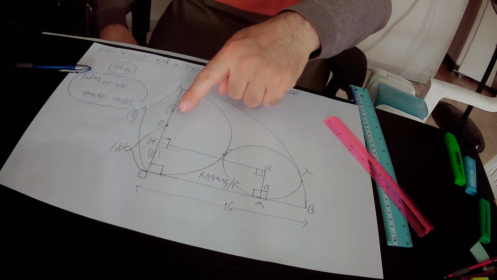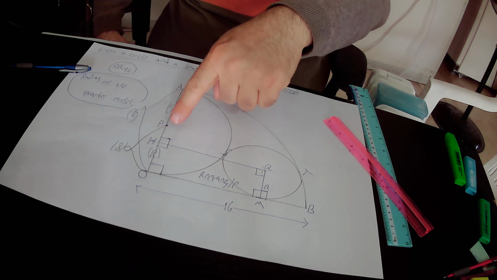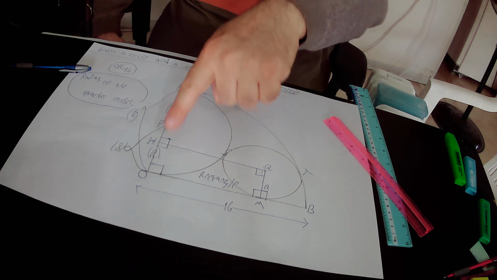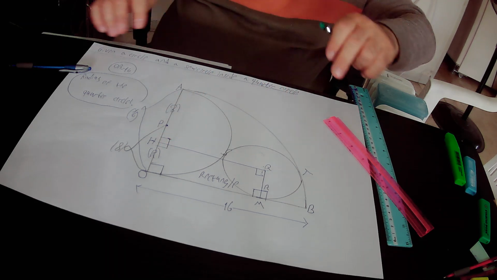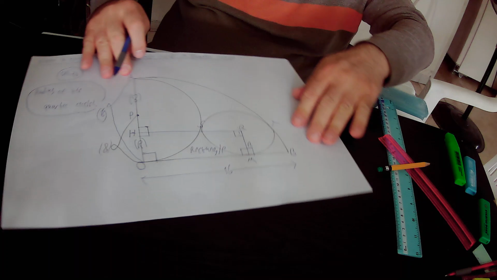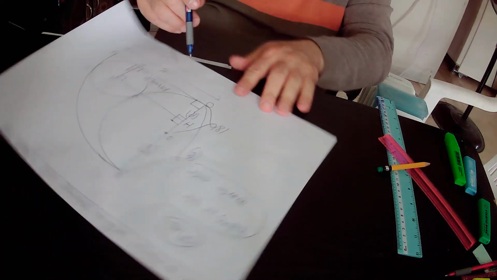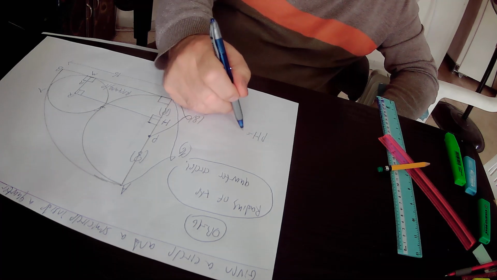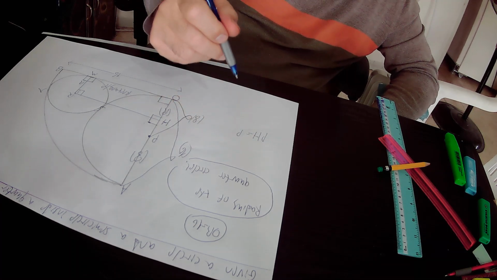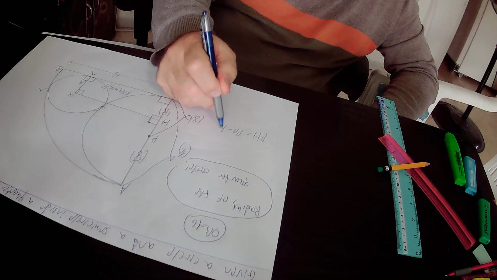So what is the length of the small line PH? PH equals PO minus HO. Again, PH equals PO minus HO. So write it down. PH equals PO minus HO.